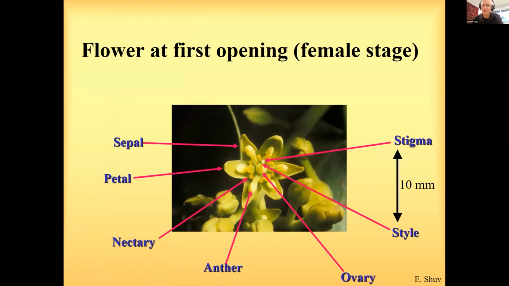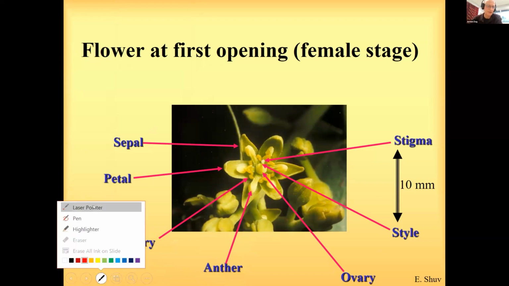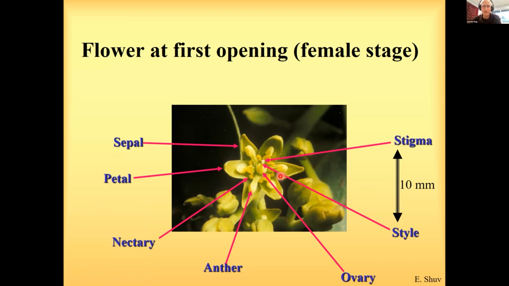So, general background about avocado flowers. We can see here the avocado flowers with the petals and sepals and anthers around, and the female organ here in the middle: stigma, style, and ovary that will develop into a fruit after successful fertilization.